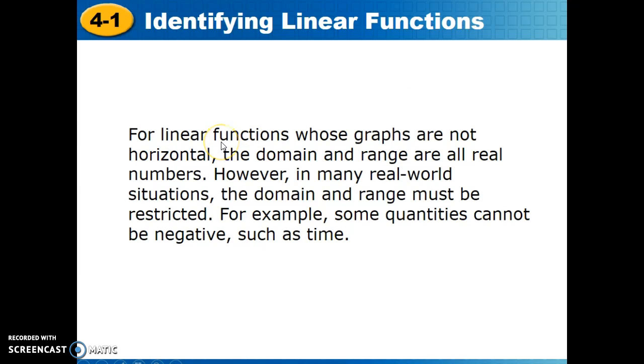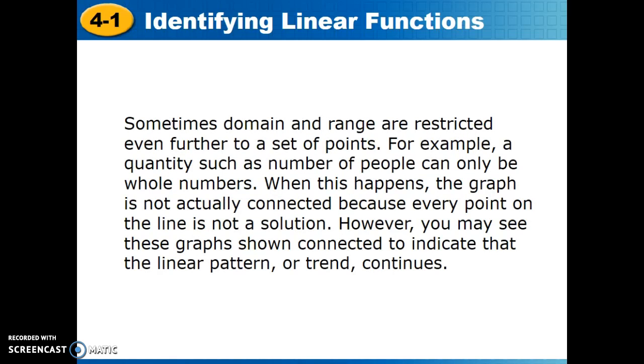For linear functions whose graphs are not horizontal, the domain and range are all real numbers. However, in many real-world situations, the domain and range must be restricted. For example, some quantities cannot be negative, such as time. Sometimes domain and range are restricted even further to a set of points. For example, a quantity such as a number of people can only be whole numbers. When this happens, the graph is not actually connected because every point on the line is not a solution. This is what we call a discrete graph, not continuous.